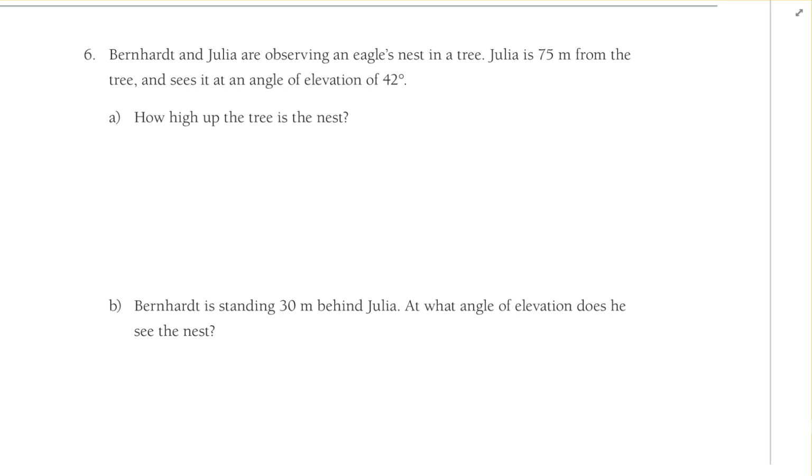All right, number 6 says Bernhardt and Julia are observing an eagle's nest in a tree. Julia is 75 meters from the tree and sees it at an angle of elevation of 42 degrees. And B says Bernhardt is standing 30 meters behind Julia. At what angle of elevation does he see the nest? So I'm going to let you guys go ahead and answer 6A and B now.